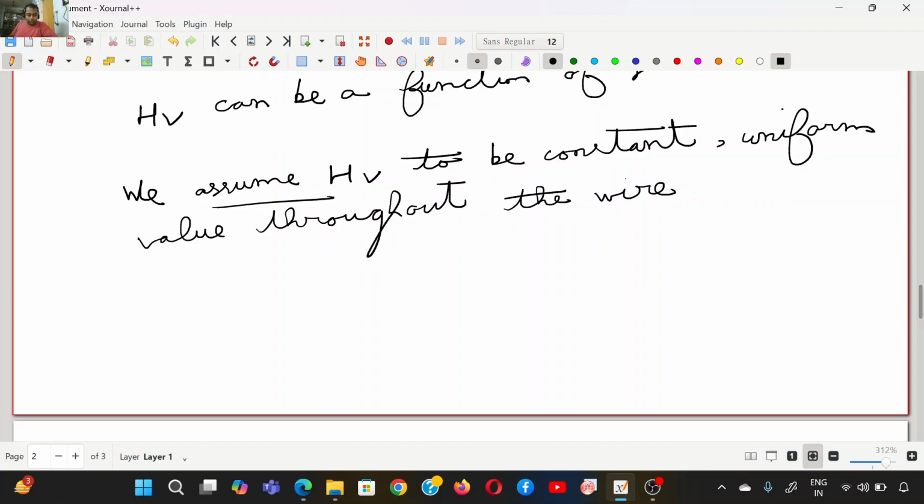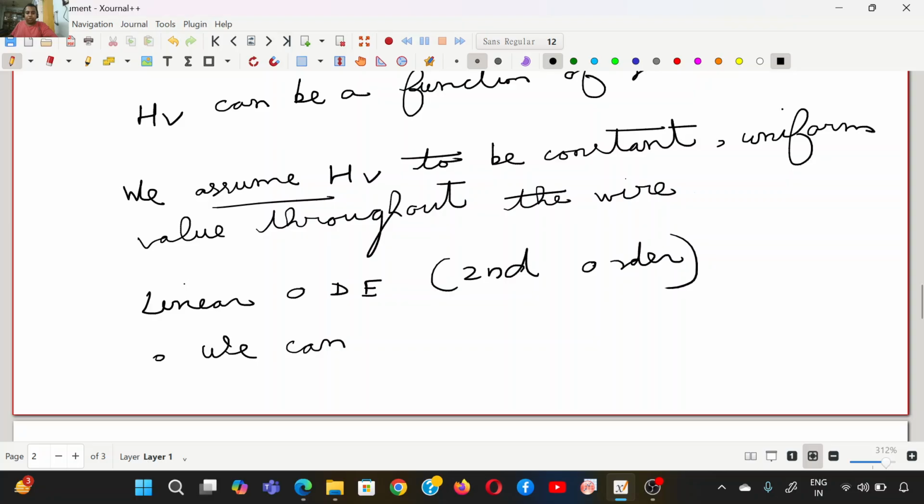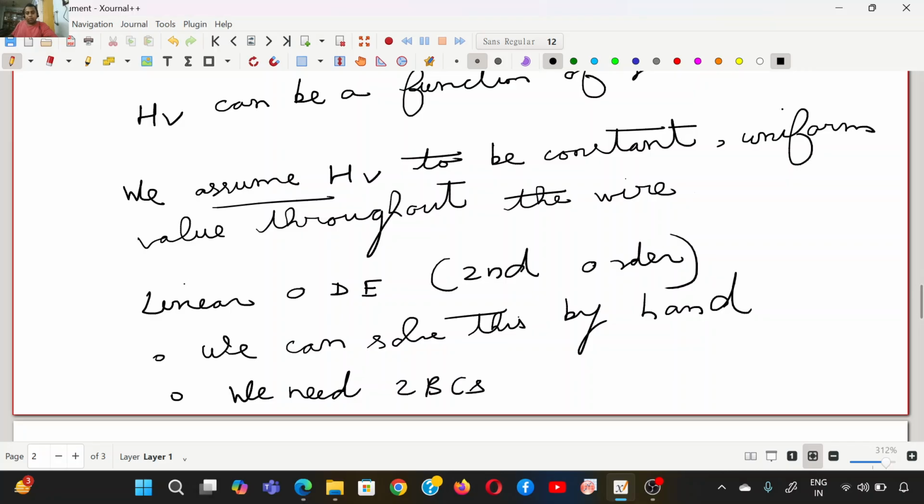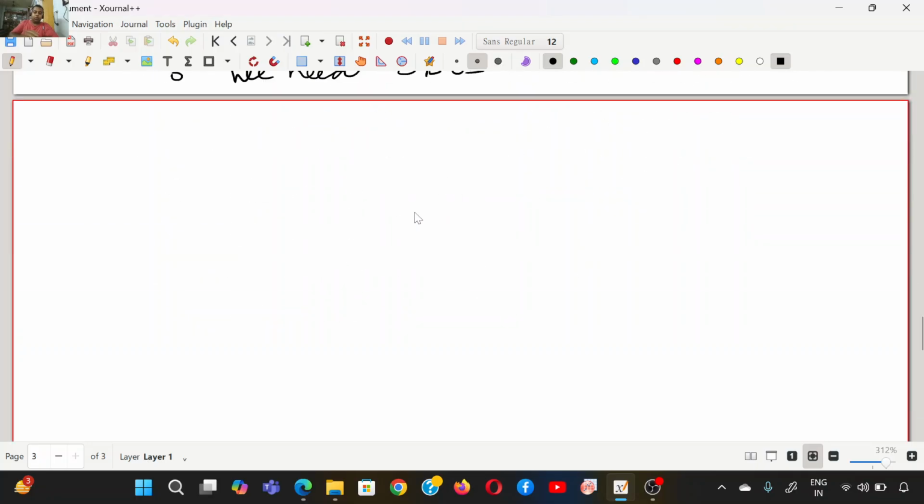Basically, this equation above is just a linear ODE, second order. So a couple of classes back, I showed you the difference between linear and nonlinear ODE. So just refer back to those notes. So we can solve this by hand. Fairly straightforward equation. But since it's second order, because that's del square, we need two boundary conditions. Okay, so what are the boundary conditions? Just think about it for a couple of minutes.